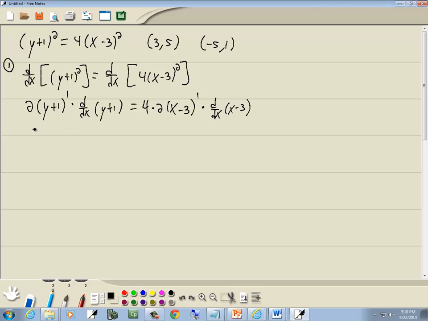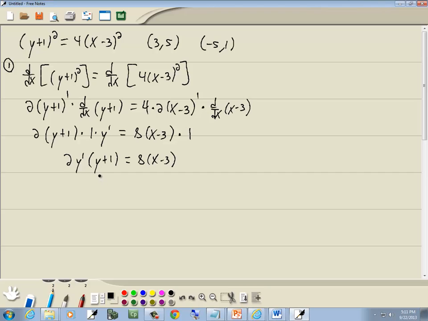So we've got 2 times (y + 1). The derivative of y + 1 is 1, but then we have to add on our y prime. Remember, if you're taking the derivative with respect to x and it's really y, you have to add on the y prime. 4 times 2 is 8 times (x - 3), and the derivative of x - 3 is 1, so that 1 disappears. 2 times y prime is 2y prime times (y + 1) equals 8 times (x - 3).